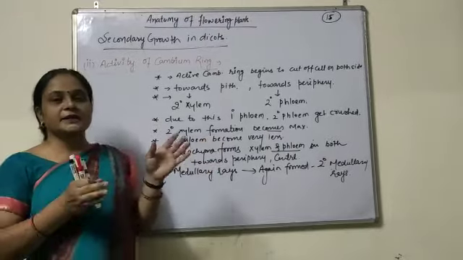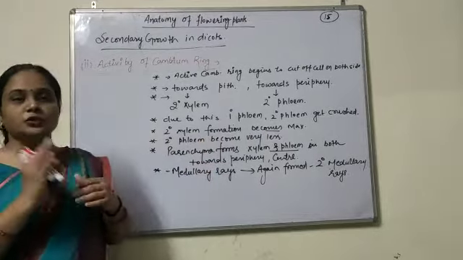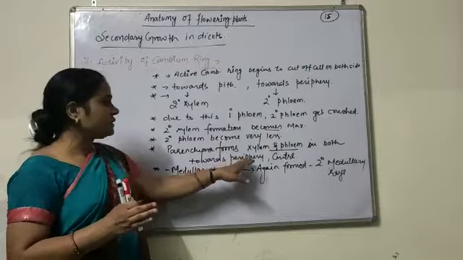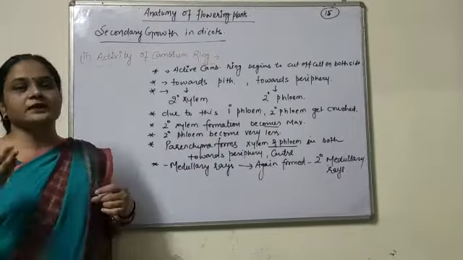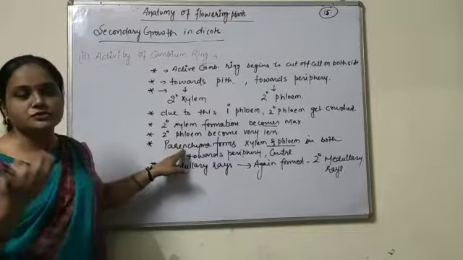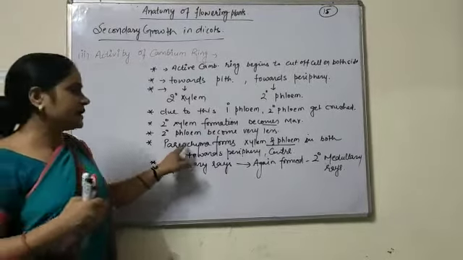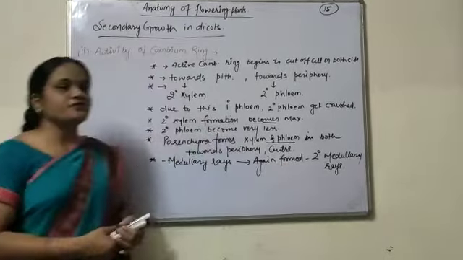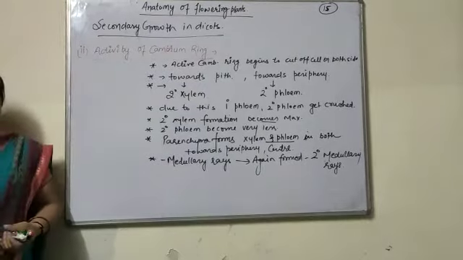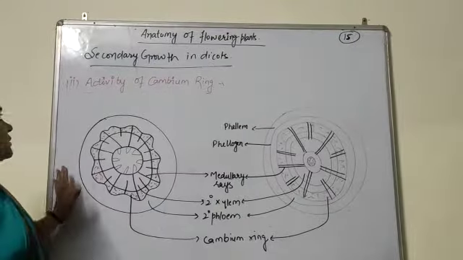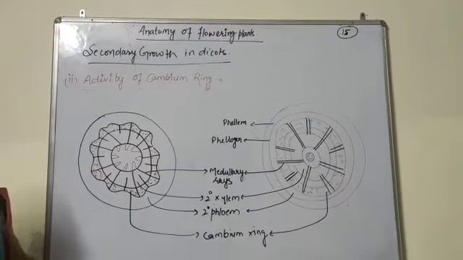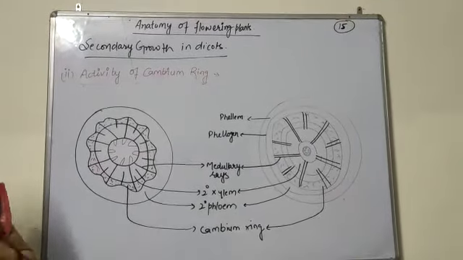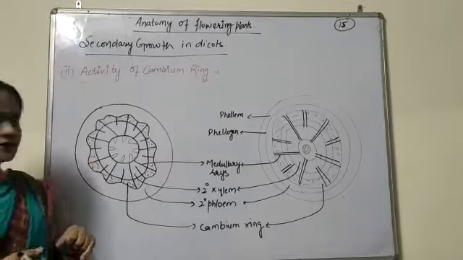Hence the parenchyma present between the two vascular bundles, known as the medullary rays, gets formed again due to the parenchymatous, or meristematic, activity of the cells, which forms the secondary medullary rays. These are the diagrams to show the transverse section of the dicot stem. Now we can explain here how this activity takes place.